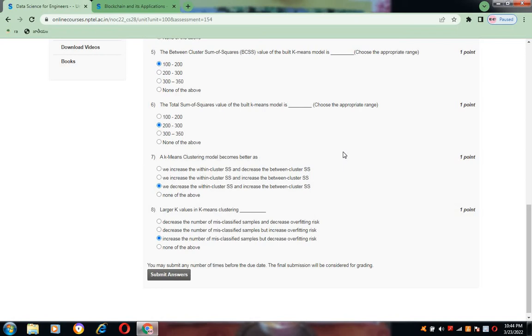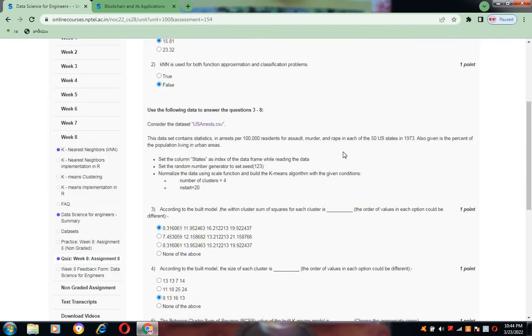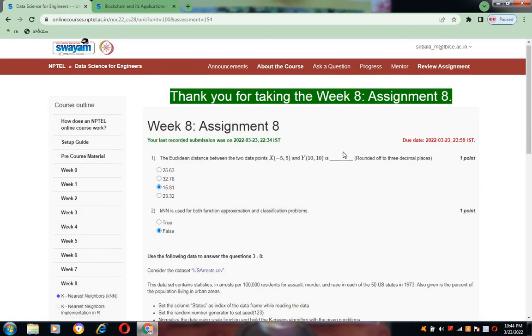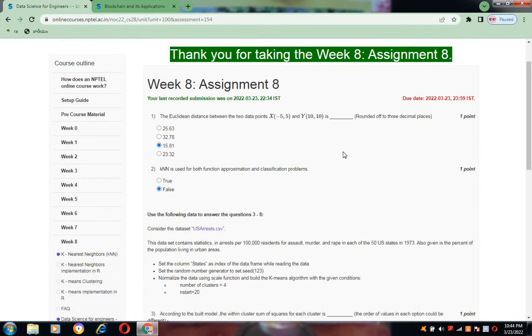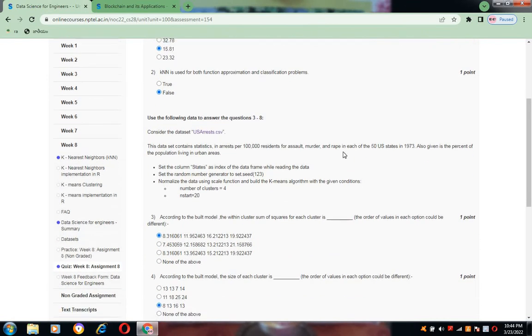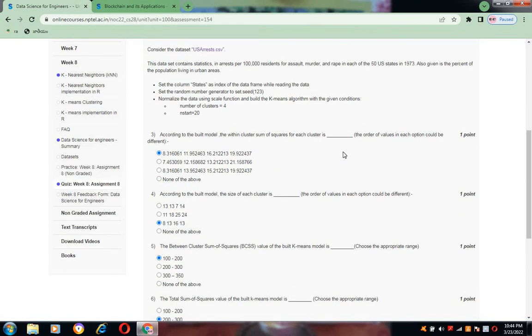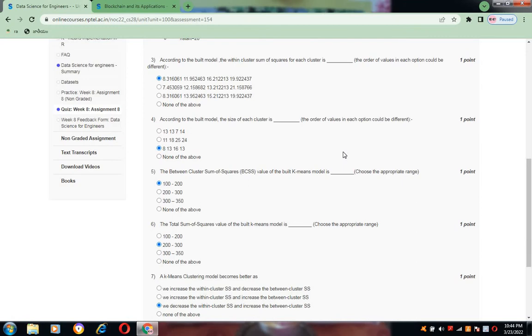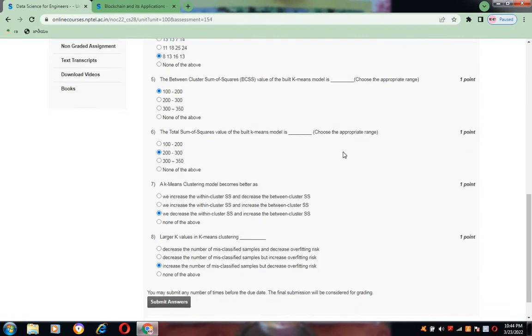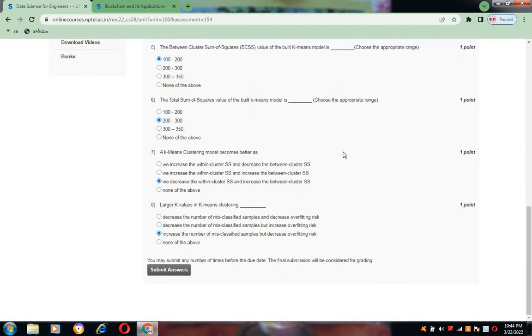So once again, let us see what the answers are. Question number 1: the Euclidean distance between the given two points -5,5 and 10,10 is 15.81. The second one, KNN used for both function approximation and classification problems, is false. Question 3, the answer is A. Question 4, the answer is C. Question 5, the answer is A. And 6 is B, 7 is C, and 8 is also C.